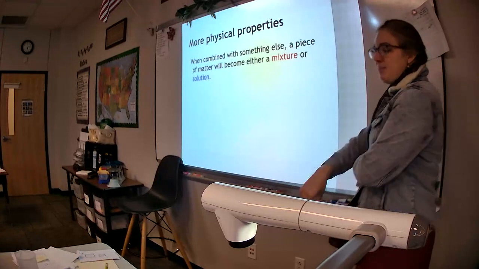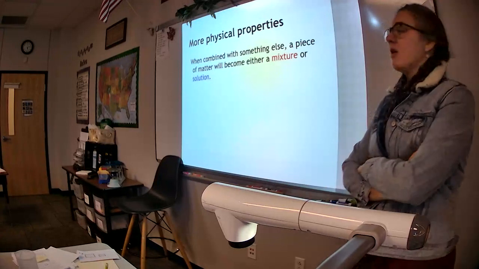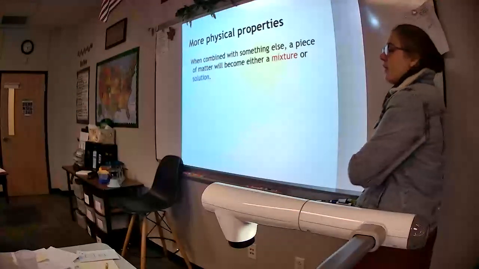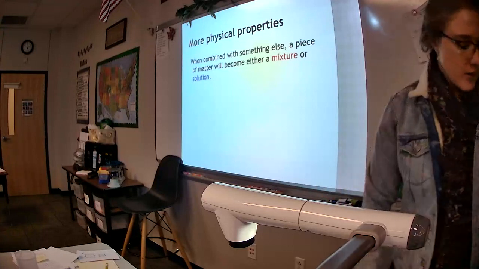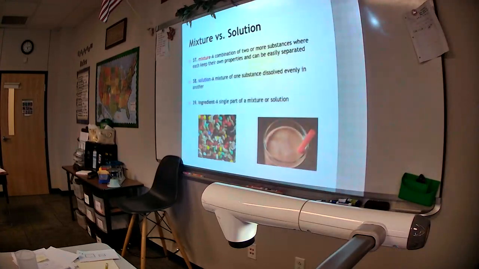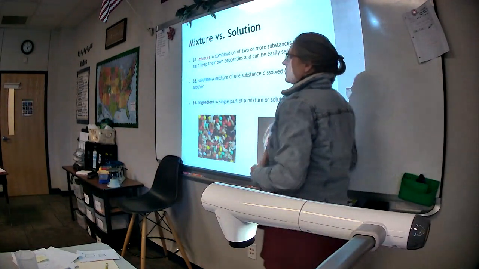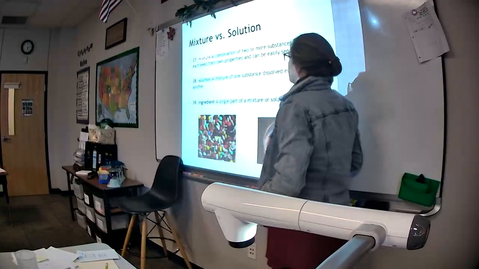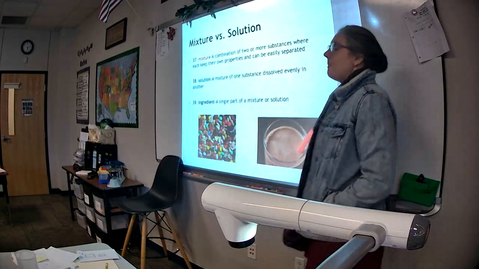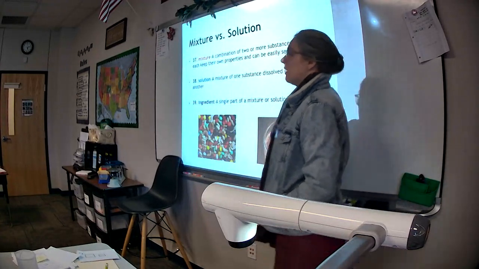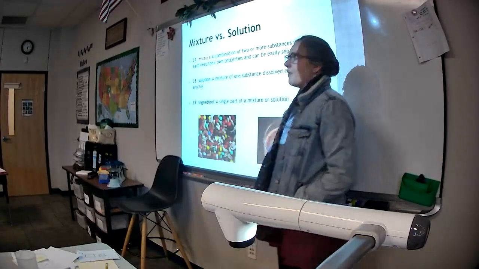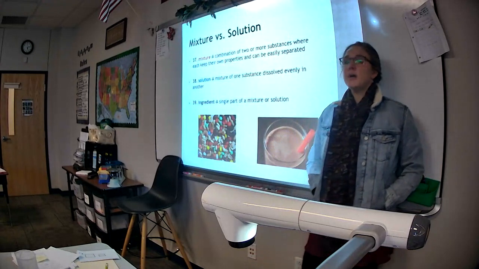Alright, so the last physical property that we're going to look at is whether or not it will make a mixture or solution when combined with something else. So, what does that mean? A mixture is a combination of two or more substances where each of them keeps its own properties and can be easily separated. A good example is trail mix.